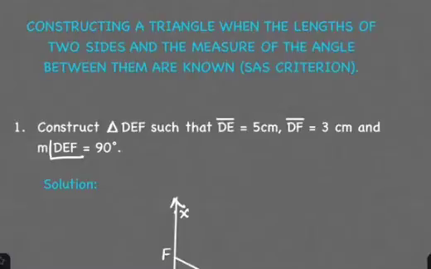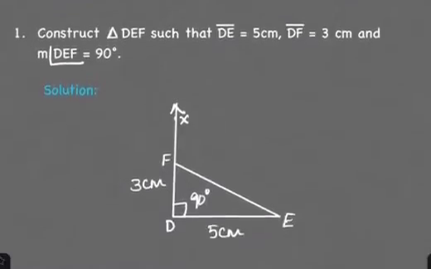That is the SAS criterion. Children, understand this: S is for one side, the other S is for another side, and the A in between these two S is the angle, the angle between these two sides. So how to construct according to the SAS criterion? The first problem given: construct triangle DEF such that DE is equal to 5 centimeters, DF is equal to 3 centimeters, and angle D is equal to 90 degrees.